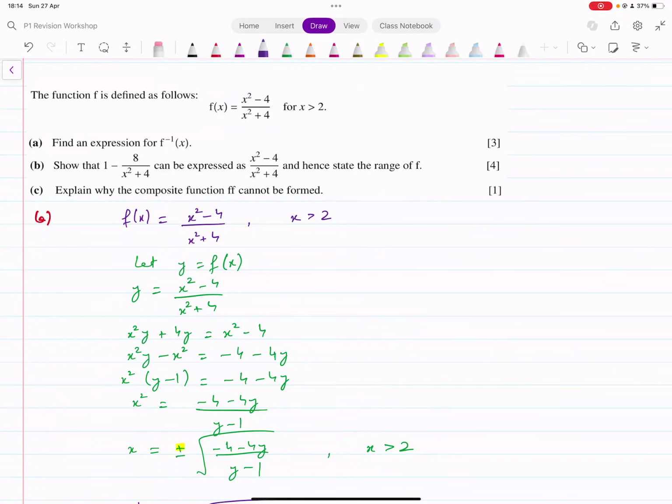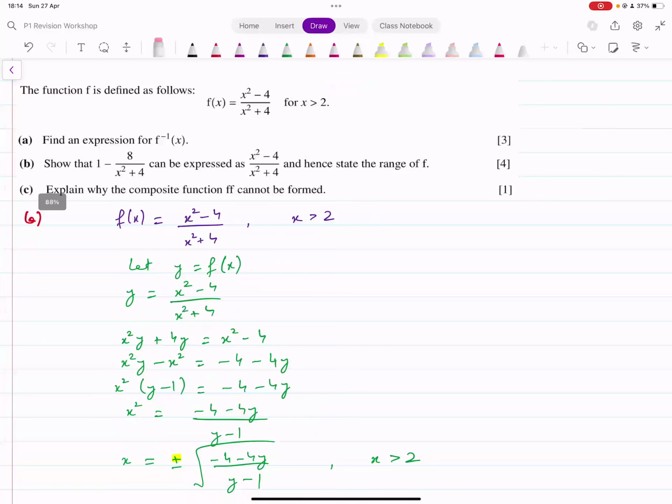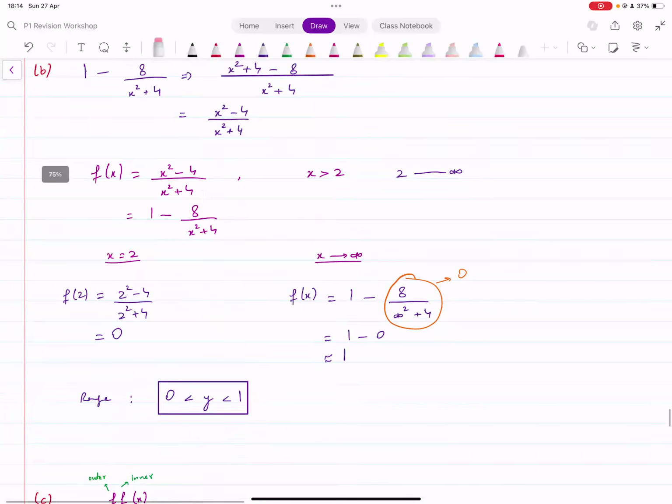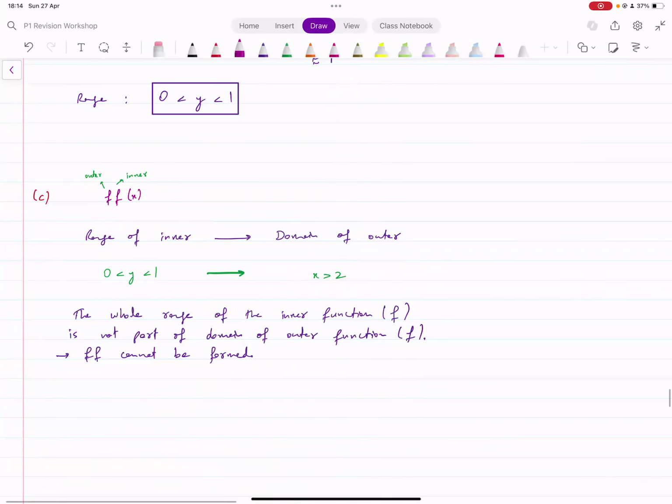In the function ff, what's the inner function f? What's the outer function f? So that means the range of f should be part of the domain of f. We know the domain of f, that is x greater than 2. In the second part, they make us find the range of the function f as well. It's a reciprocal function. We find the range like we normally find the range of any reciprocal function. The range turns out to be 0 to 1.